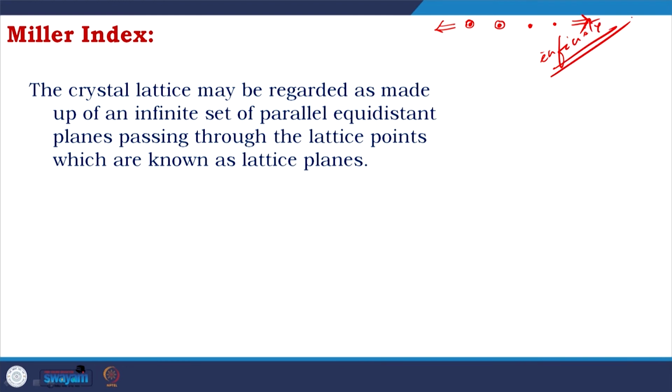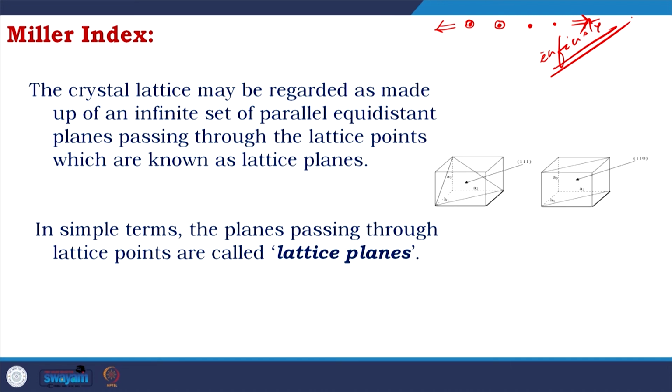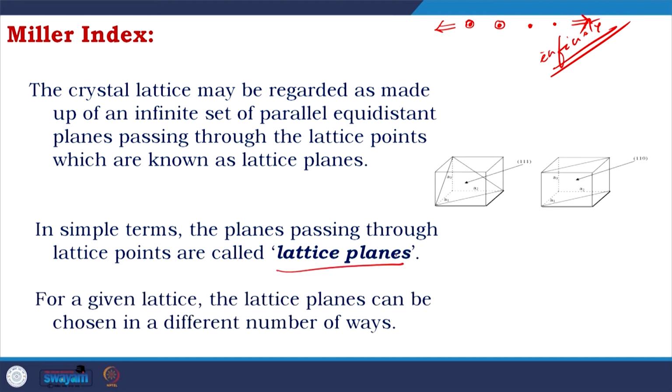Here in Miller index, the crystal lattice may be regarded as made up of an infinite set of parallel equidistant planes passing through the lattice points. So, now in simple terms, the planes passing through lattice points are called lattice planes. For a given lattice, the lattice planes can be chosen in a different number of ways.